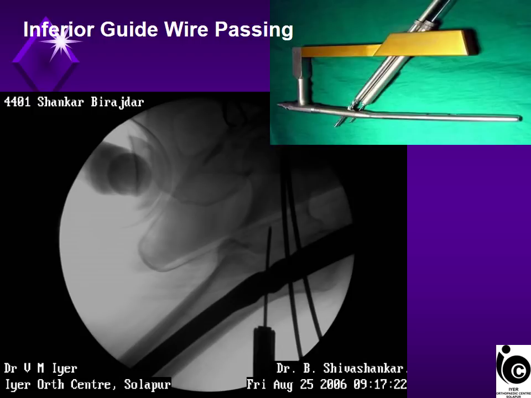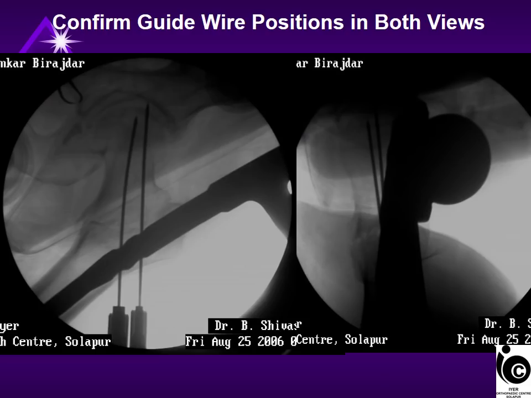The inferior guide wire has to be passed first because the position of the neck screw is very important. So it has to be as inferior in the neck as possible. So always pass the inferior guide wire first. Then pass the superior guide wire.